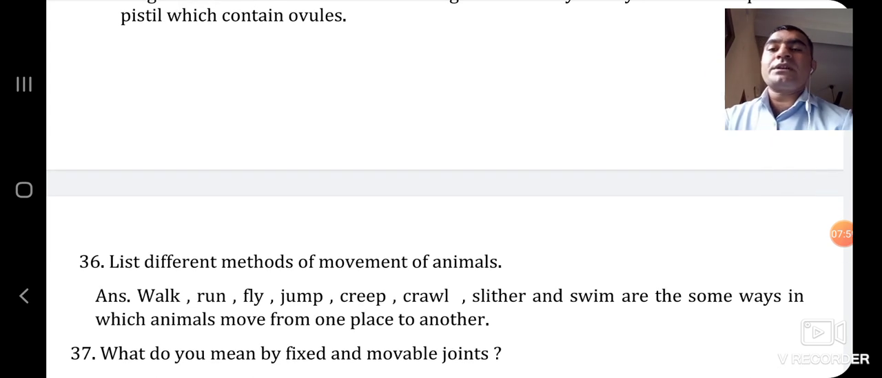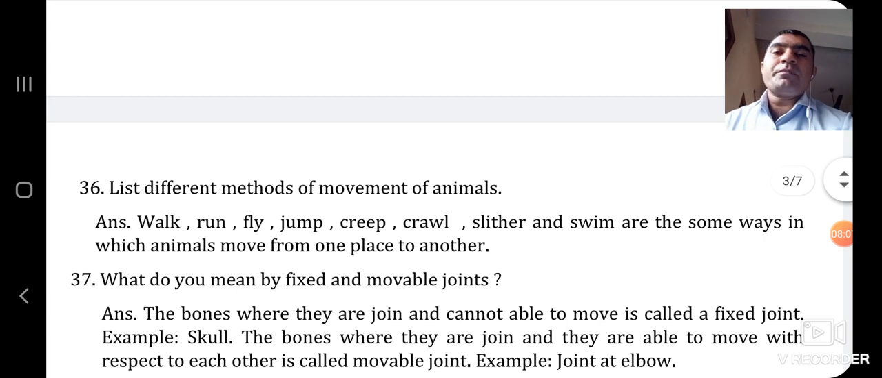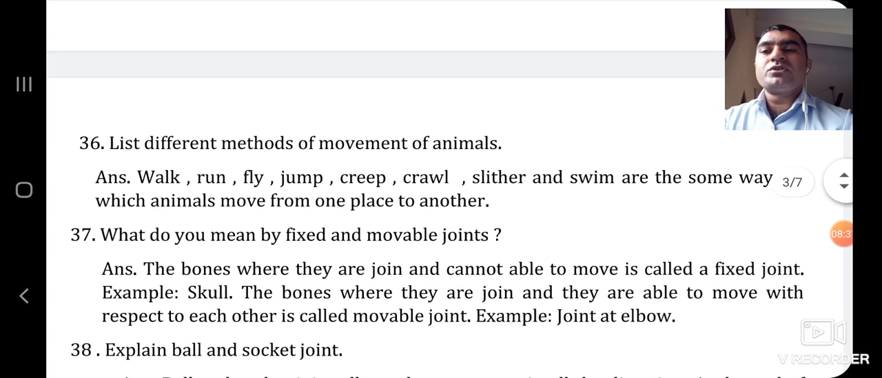What do you mean by fixed and movable joint? Next question we have. The bones where they join and cannot move is known as fixed joint. Example, skull. See, in the skull the bones are joined and they cannot move, and it is known as fixed joint. The bones where they are joined and they are able to move with respect to each other is called movable joint. Example, elbow, right? From where we can move is known as movable joint. From where we cannot move is known as fixed joint, right?